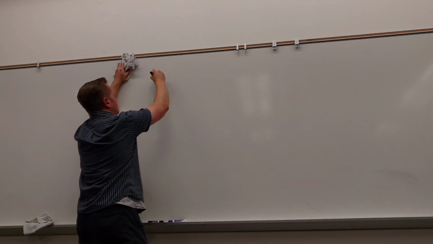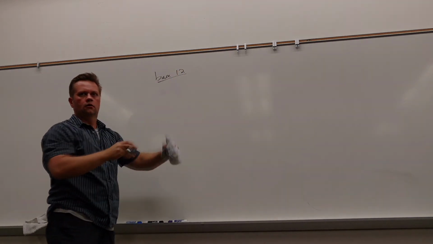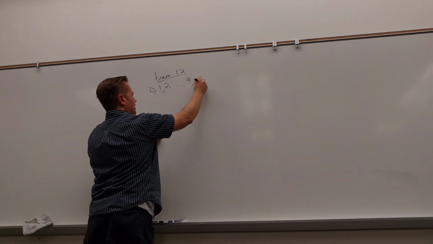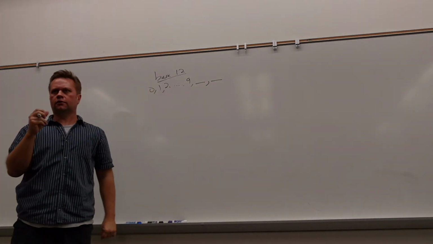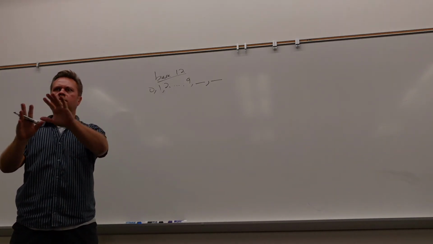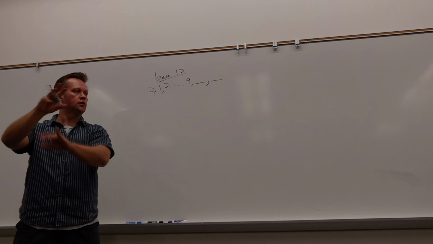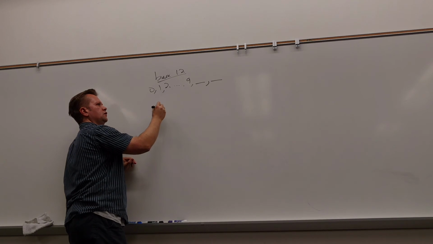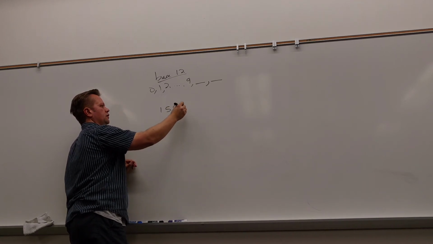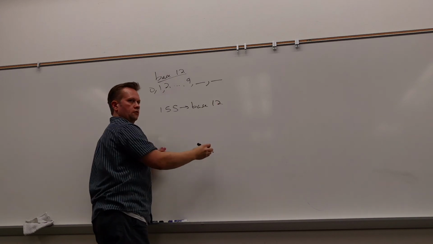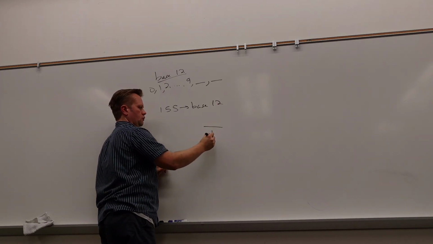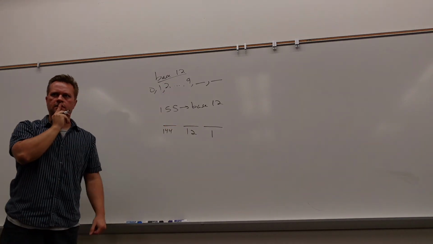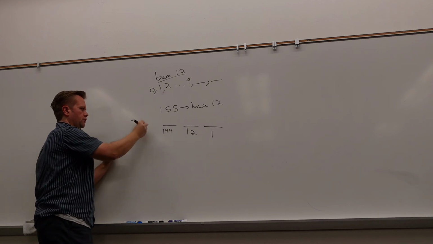Base 12. I need to be able to use 0, 1, 2, up through 9, 10, and 11. They have to be single digits. Let me show you why, before we even come up with them. Let's do 155 and convert that to base 12. What does base 12 look like? 1, 12, 144, and the next one would obviously be 1,700-something. That's too much.